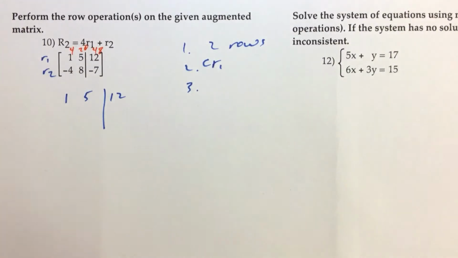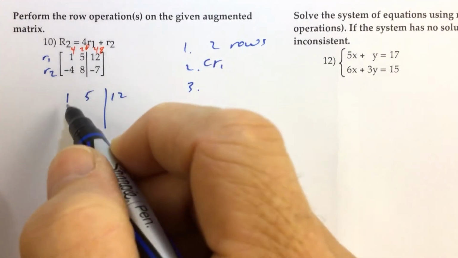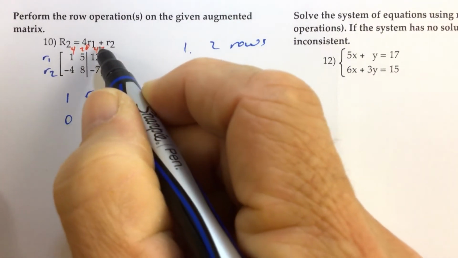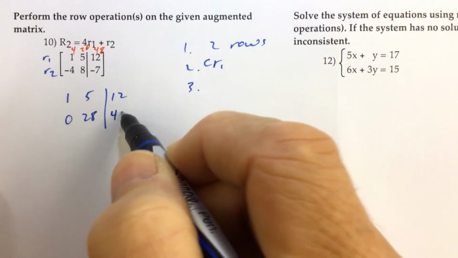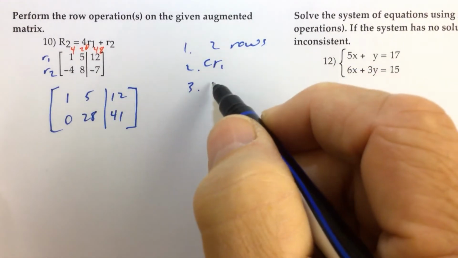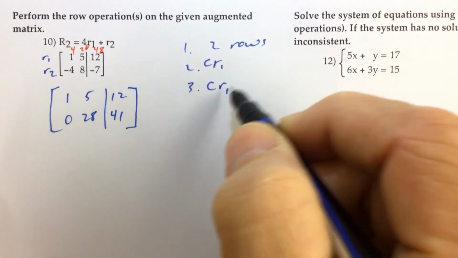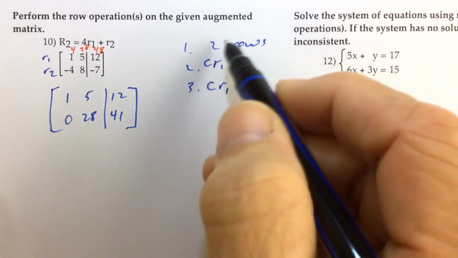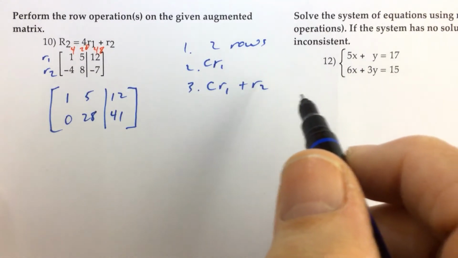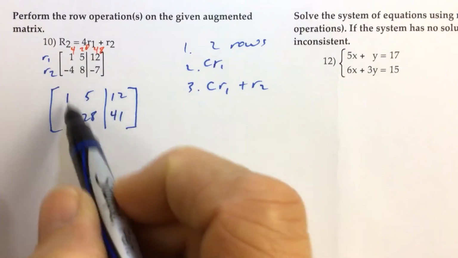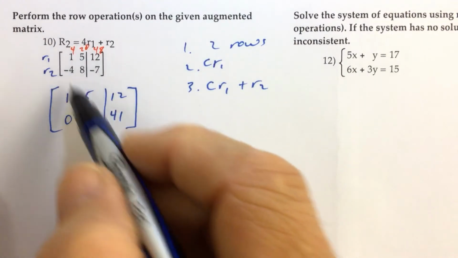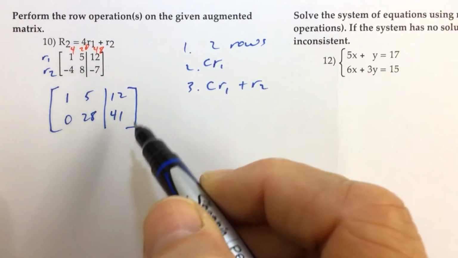When we add 4 to negative 4, we get 0. When we add 20 to 8, we get 28. And when we add 48 to negative 7, we get 41. So that becomes our new matrix. Basically a constant multiple times row 1 plus row 2. So these are the three basic row operations that we can use to make our new matrix simpler and easier to solve. That's what we want to try to do, eliminate a variable, and that's basically what we just did.